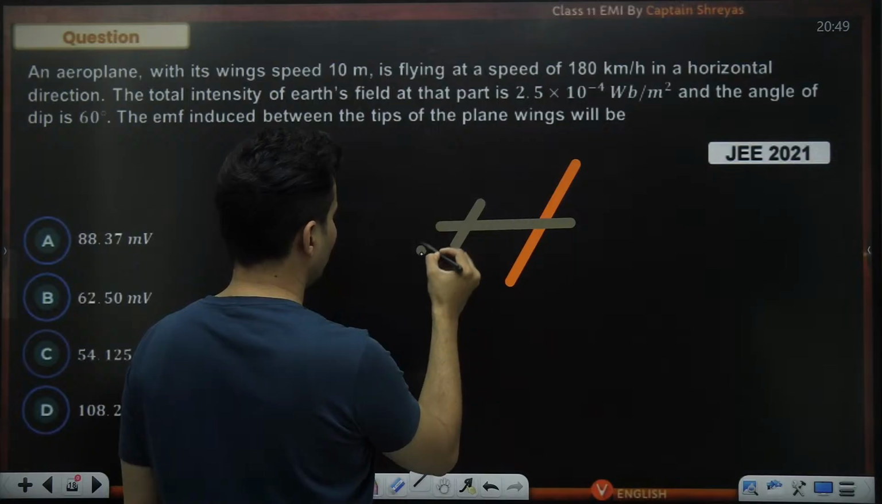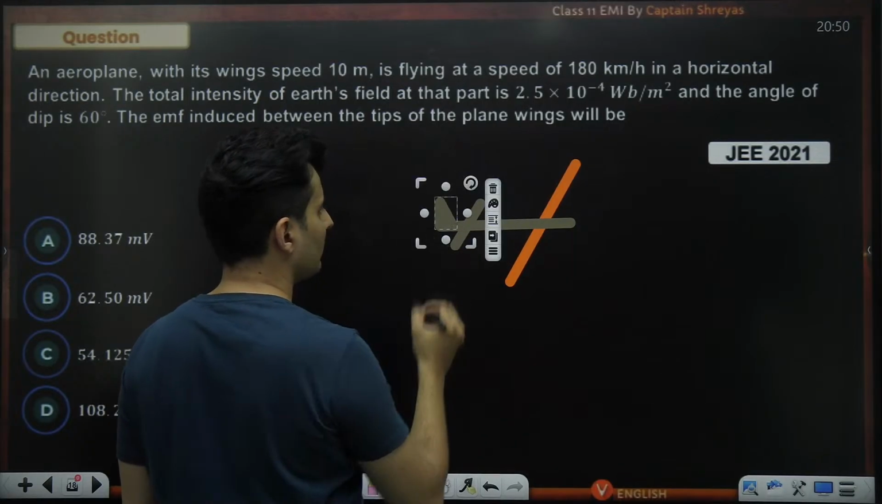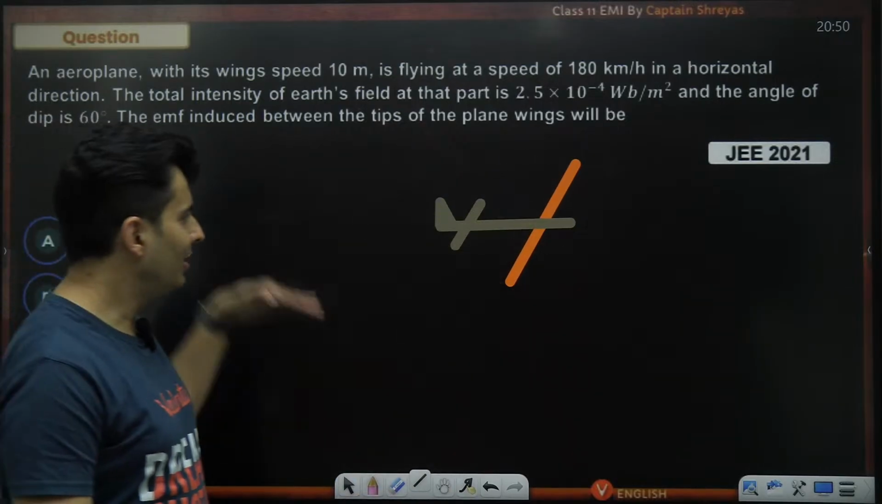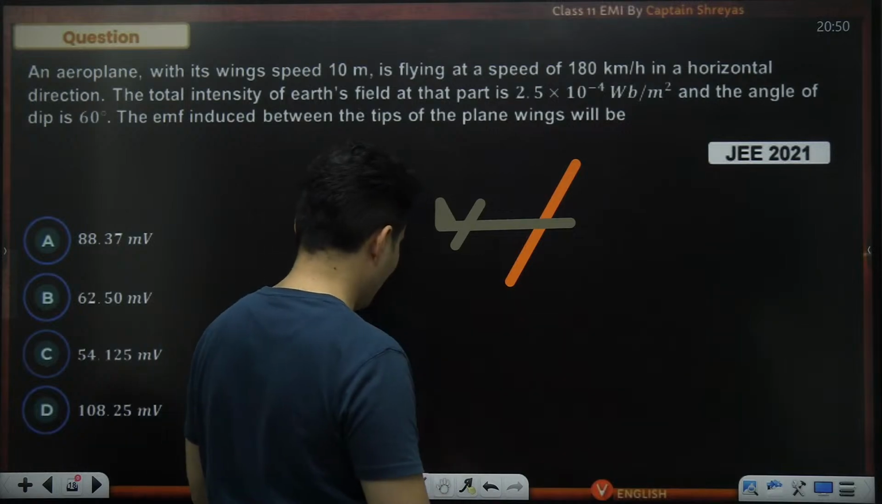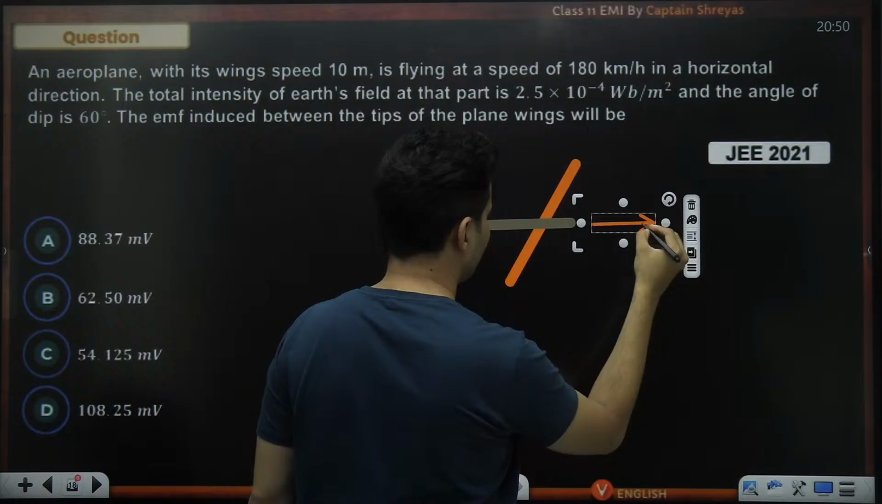We are not bothered about the other parts of the aeroplane. Okay, we are considering only that main big wing. That aeroplane is going like this. Are you able to visualize this, my dear warriors? Yeah, the aeroplane is going like this.